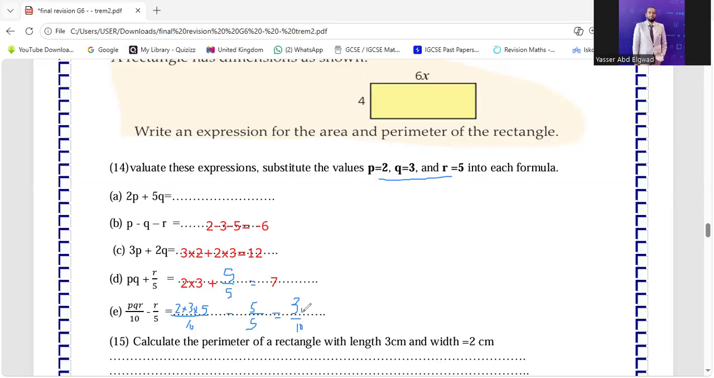30 divided by 10 is 3. 3 minus 1, because 5 divided by 5 we get 1. Here is 3 minus 1, because we cancel 0 and 0. 3 minus 1, we get 2. Here is the value, how to solve it.